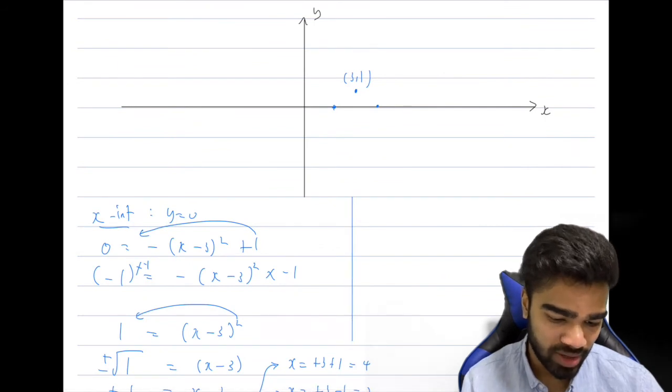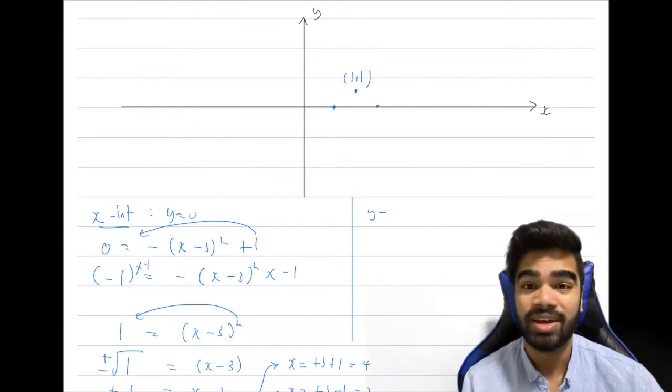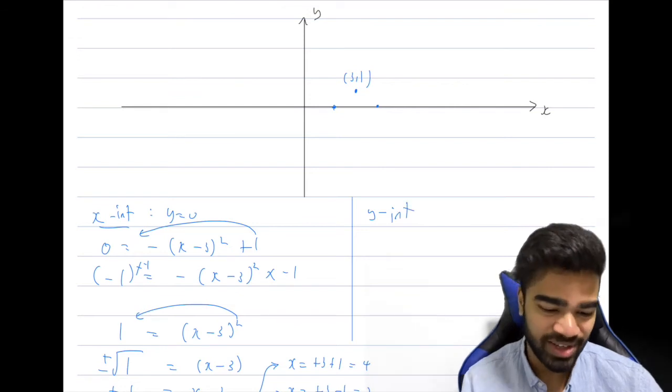Step number 3 is to find the y-intercept. So the x-intercept is done. Step number 3 is to find the y-intercept. For the y-intercept, x is equal to 0.